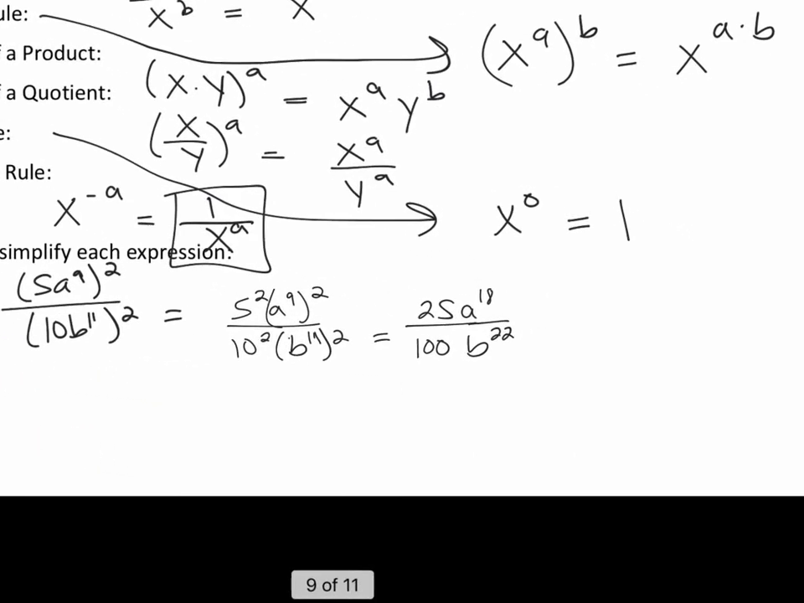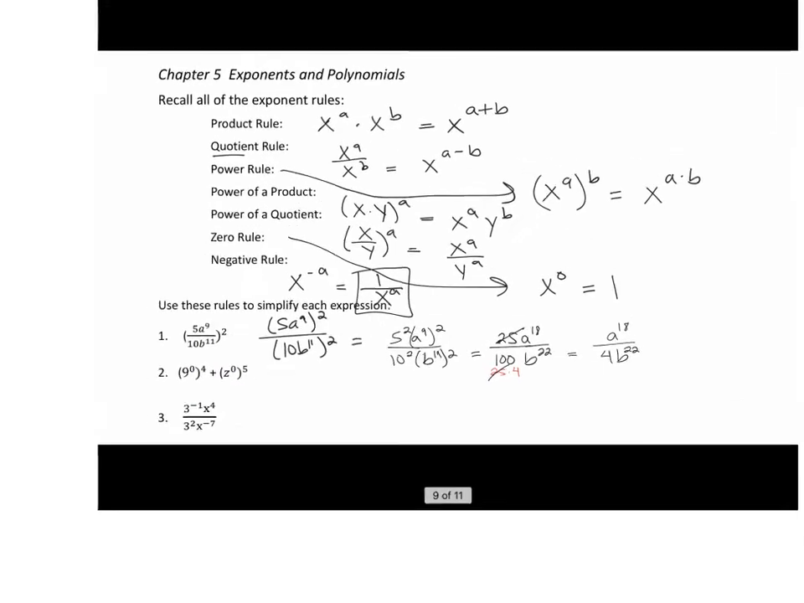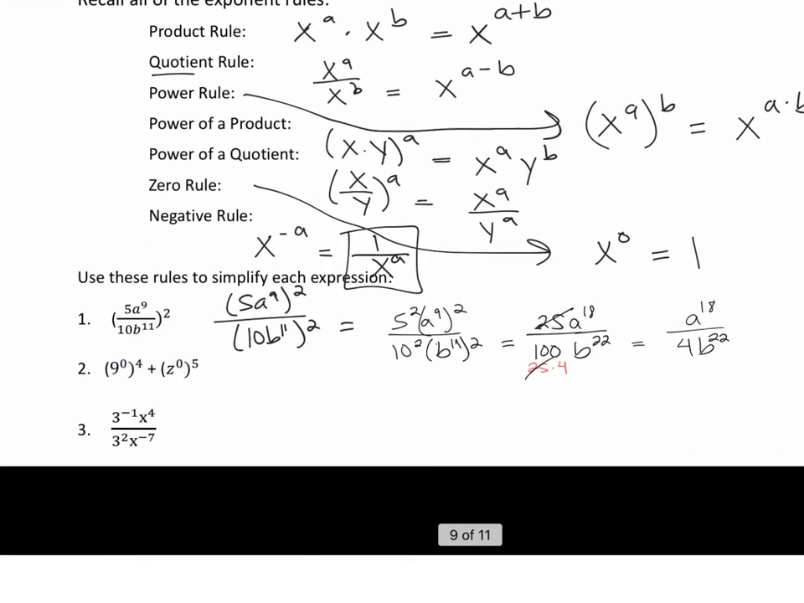So we're almost done. I do have a factor in the numerator that's also in the denominator. I can divide 25 from both the top and the bottom because 100 is 25 times 4. So I'll divide the 25, and that leaves just 4 in the denominator and a 1 in the numerator, which I don't need to include because the 1 is understood.